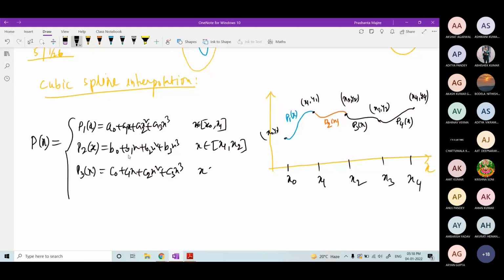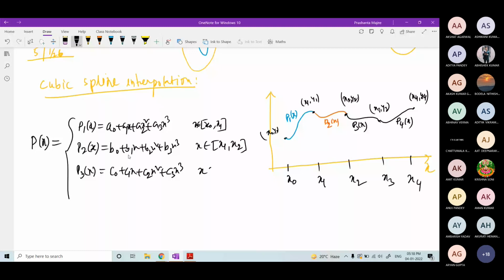So what is the total degree? What is the degree of the complete polynomial p(x)? What is its degree? It is of degree 3. Each part is of degree 3. So p(x) will be of degree 3. So it is not depending on the number of data points. We are deciding how we will be connecting the data points by a cubic polynomial.